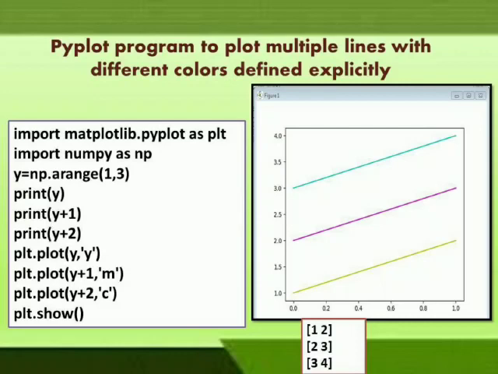Second statement, plt.plot y plus 1, m is for magenta. So for y plus 1, which row will be printed? 2 and 3. Have a look at the second line. It will print 2 and 3 and its color is magenta. Third, plt.plot y plus 2. This time we are printing 3, 4, and in which color? c. C is for cyan. When we execute it, I will write plt.show. The show function will display the chart in front of me.